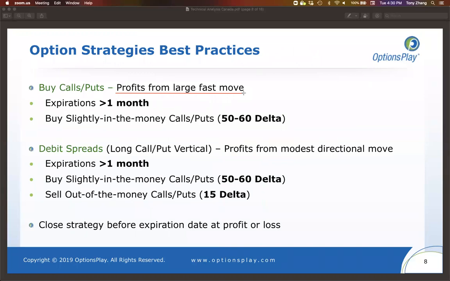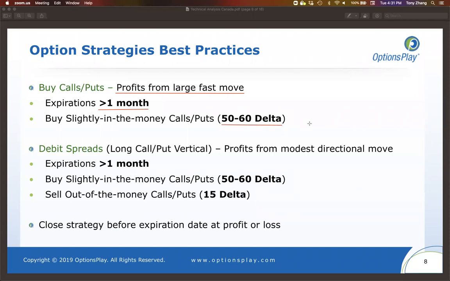General rule of thumb for these types of strategies is you want to buy expirations that are greater than 1 month out. You don't want to buy calls that are just 2 or 3 weeks out. You generally want to go a little further out in time. Even if you only want to hold on to the trade for a week or two, you still want to buy a 1 month option or 1.5 month option and sell it 1 to 2 weeks later. You always want to buy slightly in the money call or a put to start with. So about a 50 to 60 delta call or a put is a good starting point for when you're buying a call option.